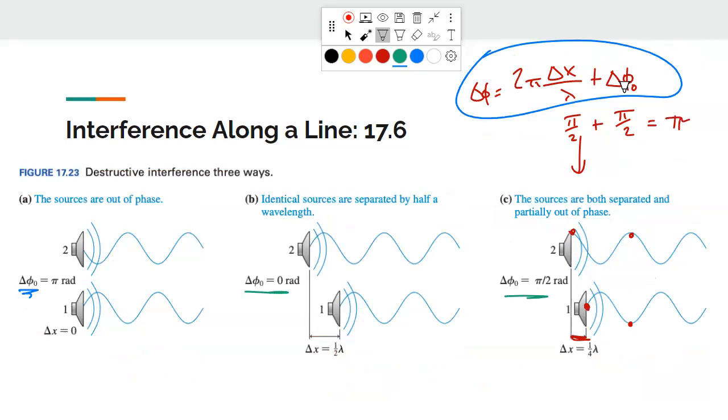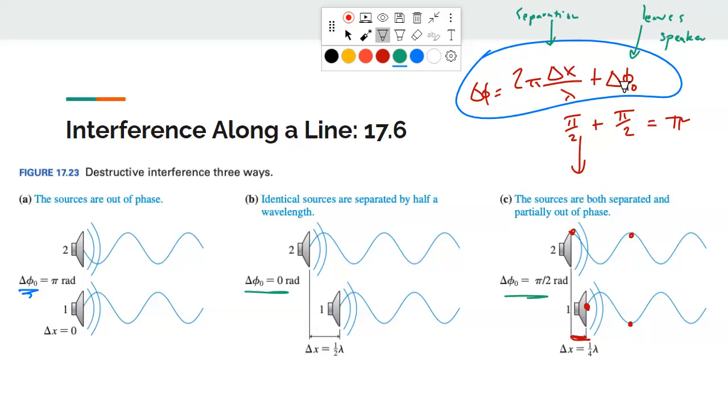So you can see how in this equation, this is just what it would be based on when the sound leaves the speaker. But this is based on their separation. And so the combination of those two tells us if the actual waves that get to our ear will be constructive or destructive.